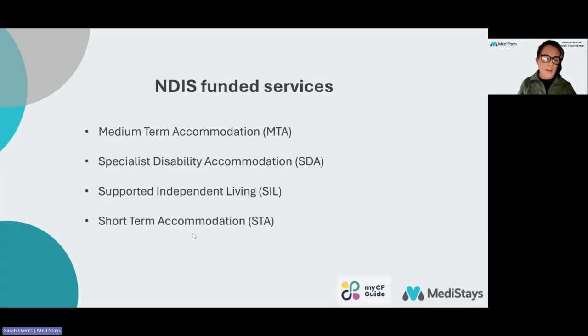In terms of NDIS funded services, the NDIS doesn't cover the cost of accommodation or travelling if you need to attend a hospital visit, but there are other types of accommodation funding used by people living with CP with their NDIS funding. So this includes medium-term accommodation, specialist disability accommodation and SIL, and also short-term accommodation. And I'll just touch on these as well.